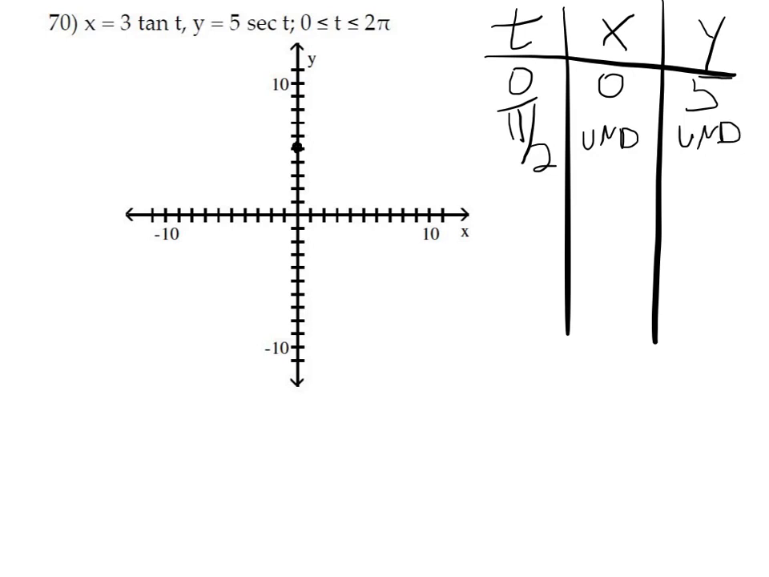So we have an interesting phenomenon happening. Although they're giving us the domain is from 0 to 2 pi, we can't use all those values. So let's go to pi. I believe we can use pi. Tangent of pi is 0 times 3 is 0. Secant of pi is negative 1 times 5 is negative 5. So we have this point down here as well.